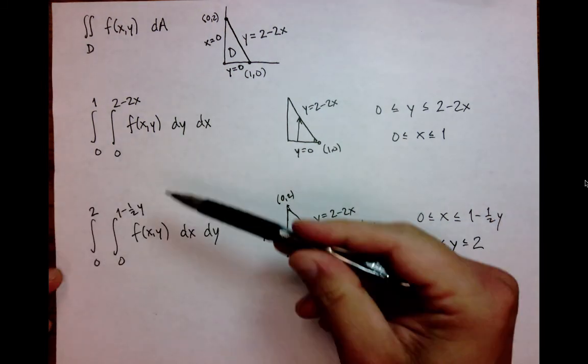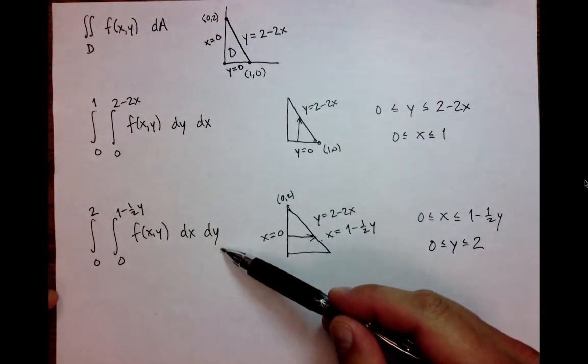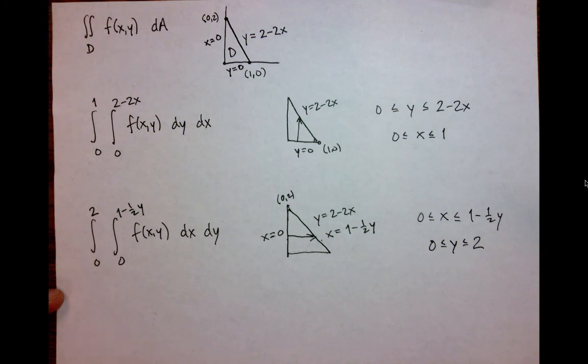So I have two different ways that I could compute the integral. They'll both give the same answer. Now, it's not always the case that both integrals are equally easy to do. In this case, they're about the same. In some cases, one direction is much harder to do first than the other.